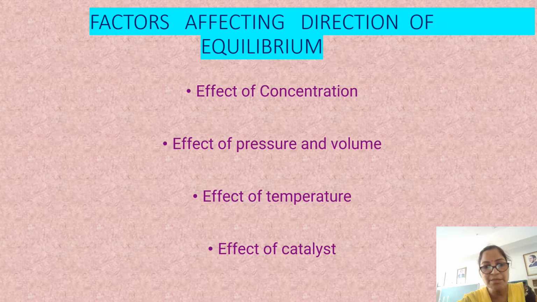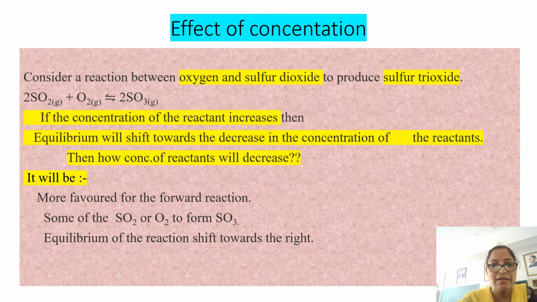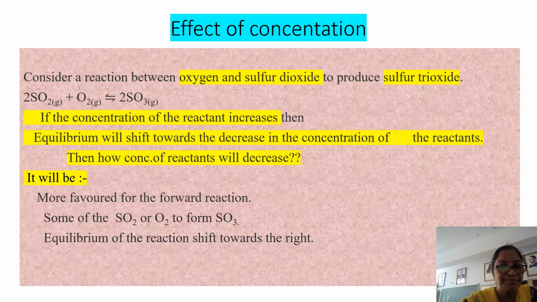Equilibrium actually depends upon the concentration of reactants and products, pressure and volume of the reaction mixture, temperature of the system, and the catalyst used in the reaction. Now let us try to understand the effect of concentration. To understand this, let us consider the reaction between sulfur dioxide and oxygen to give sulfur trioxide. This double half-headed arrow shows the equilibrium condition.